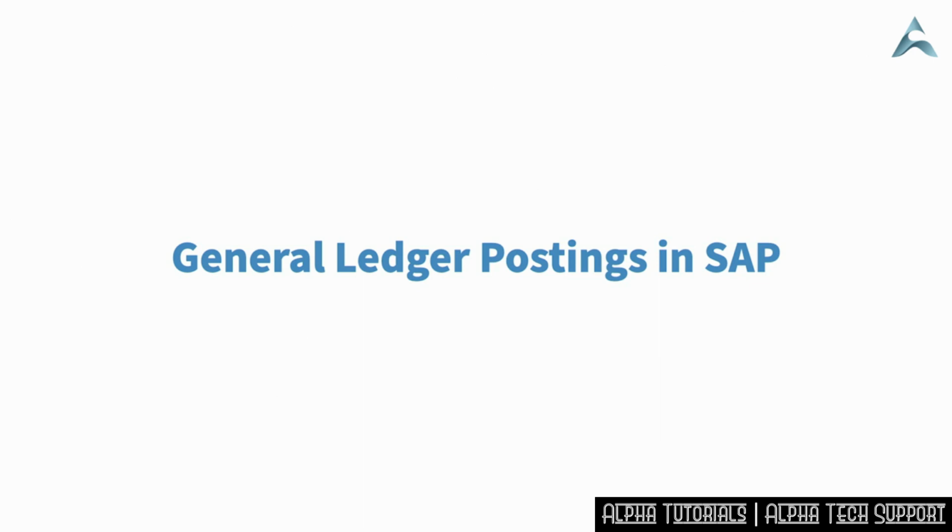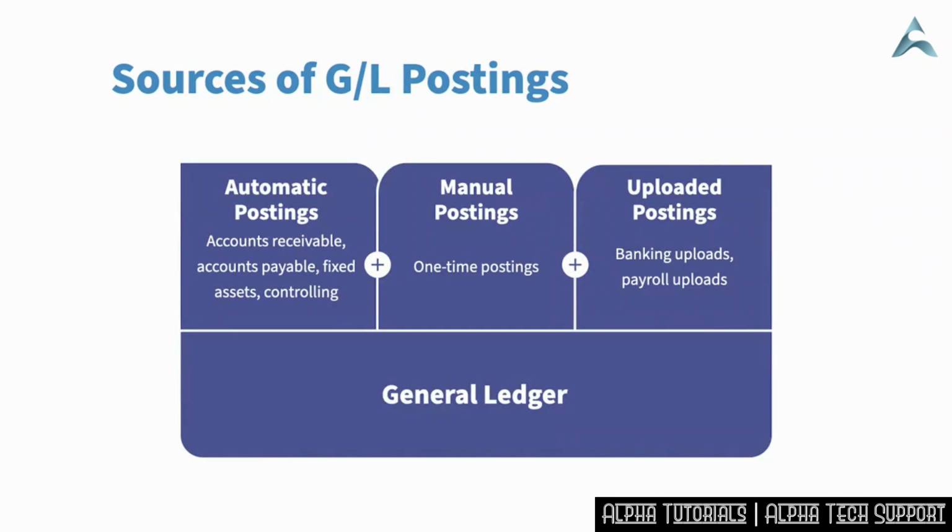Now, let's look deeper at the sources and impacts of postings in the general ledger. There are three typical sources of postings in the general ledger. Automatic postings come from subledgers like accounts payable, accounts receivable, fixed asset accounting, and the controlling module. These automatic postings record things like costs, revenues, and asset depreciations.